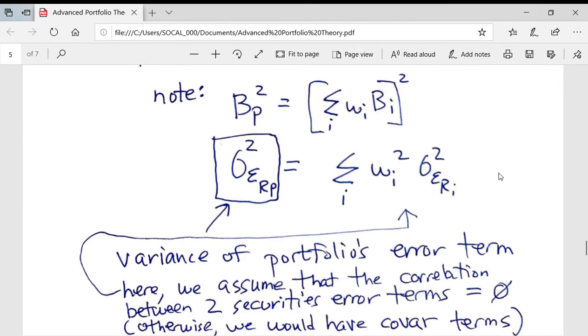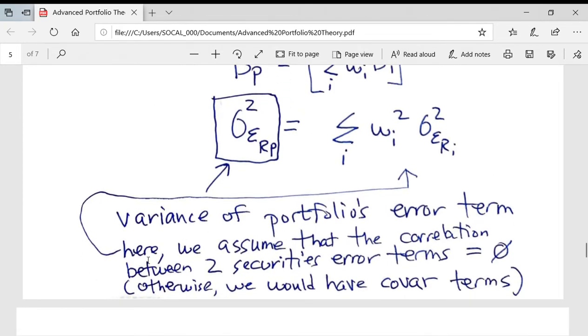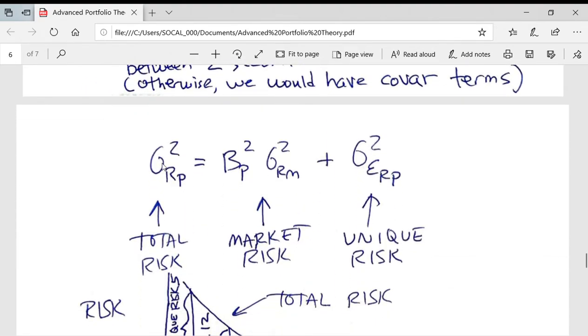We don't see any covariance terms here because we assume that the correlation between two securities' error terms is 0. Otherwise, we would have covariance terms up here. And so this right here is the variance of the portfolio's error term. So now we're left with a comfortable equation. This is the total risk of the portfolio. This is the market risk. And then this is the unique risk.